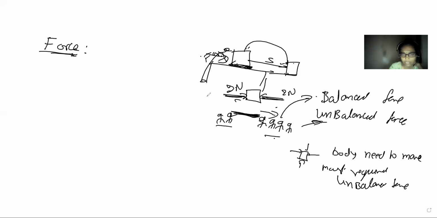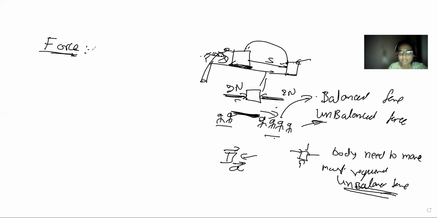Force is nothing but the interaction between the bodies. When you touch, then only you are able to apply it. Without touching, or without a field force, we cannot take the object. So unbalanced force is required to make the body move. If you apply unbalanced force, what will happen? The body will undergo acceleration. That means the speed of the body will increase or decrease. That is nothing but acceleration. This unbalanced force will cause the acceleration on the body.